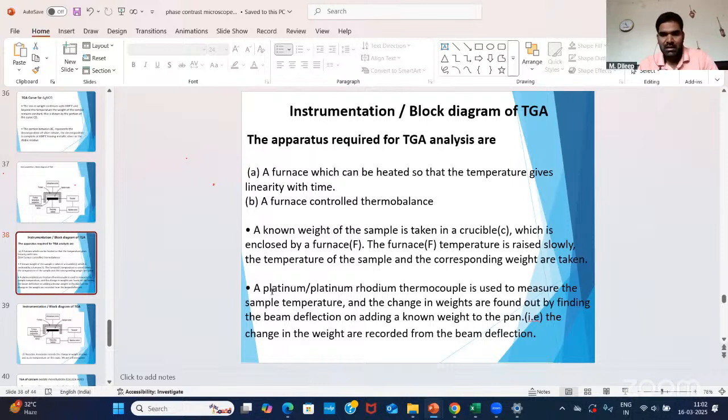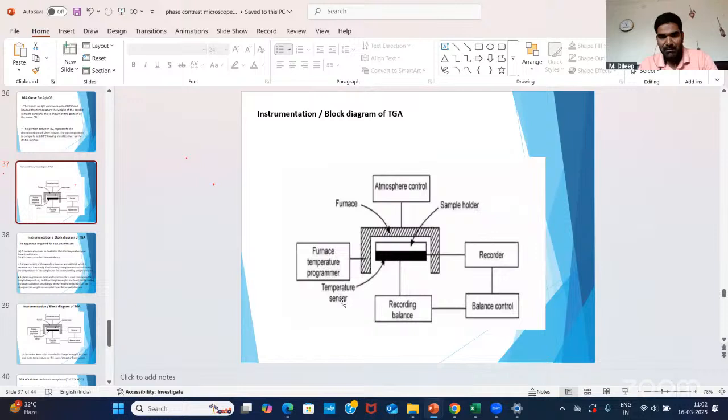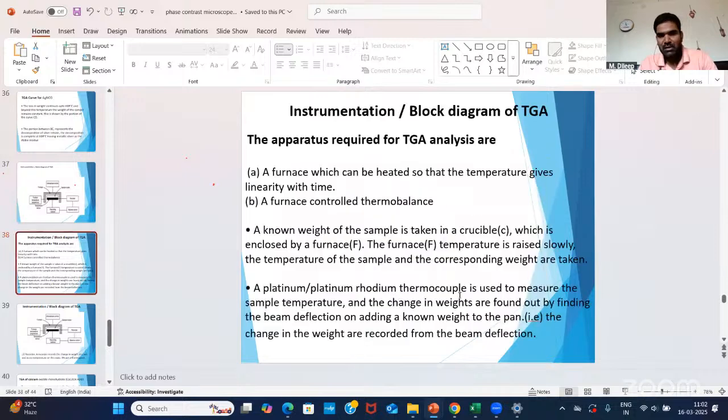Okay. A platinum rhodium thermocouple is used to measure the sample temperature. So there are temperature sensors, right? These temperature sensors are actually platinum rhodium thermocouples. Thermocouples are the temperature sensors which are used to measure the sample temperature. For measuring the sample temperature, we mostly use this platinum rhodium thermocouple.